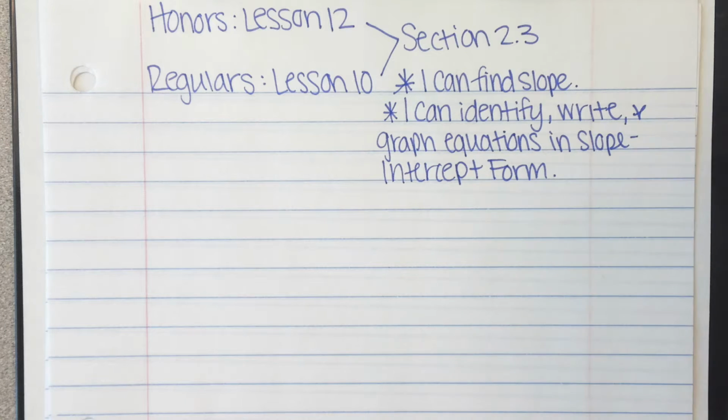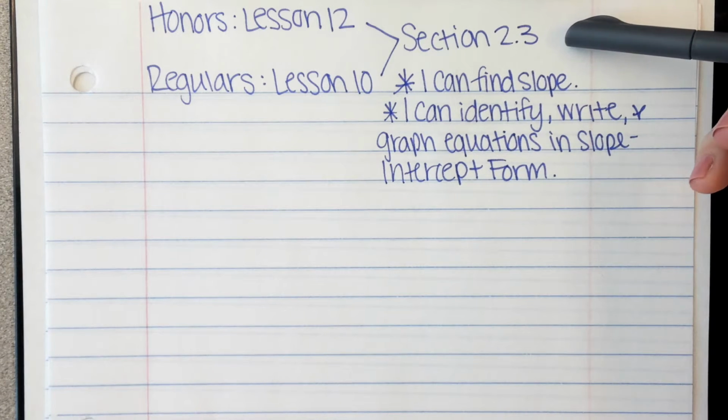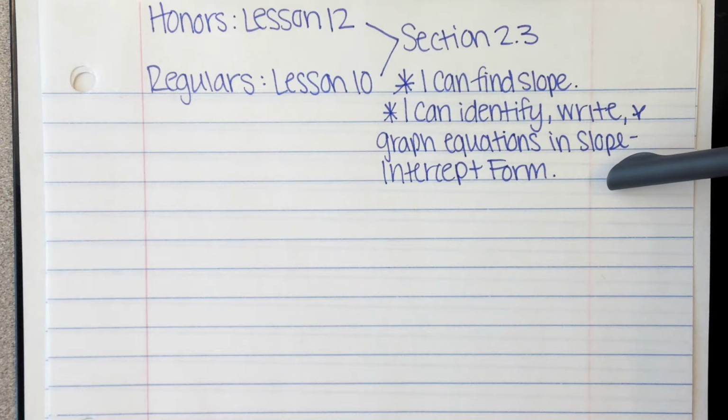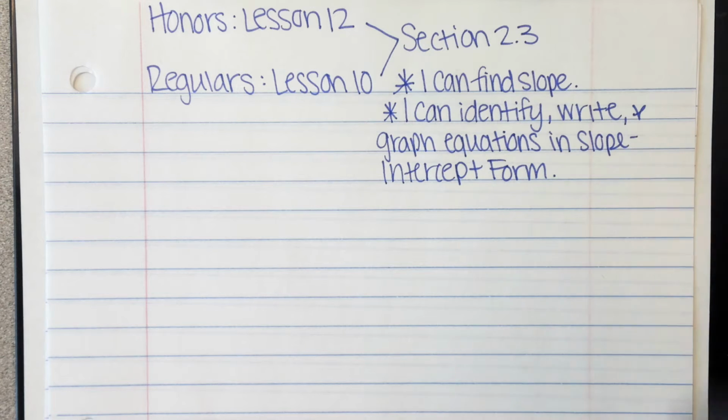But anyways, this comes from section 2.3 in your textbook. Your two objectives: I can find slope, and I can identify, write, and graph equations in slope-intercept form. So if you remember back in Algebra 1, we talked about both of these things, and they were separated into separate sections. But because this is review content for you, they're all squished together in one section. So this one lesson is going to have a few different parts to the assignment and to the notes. So we're going to start by looking at slope.